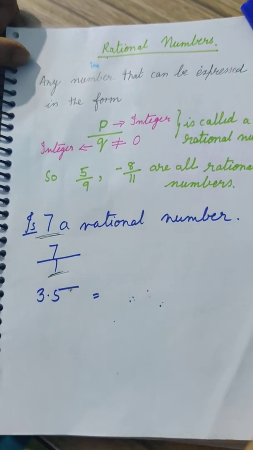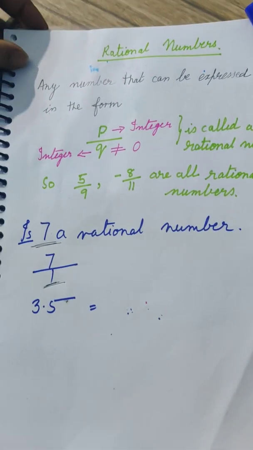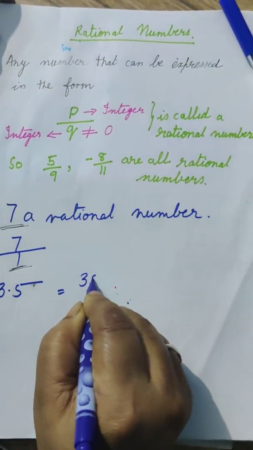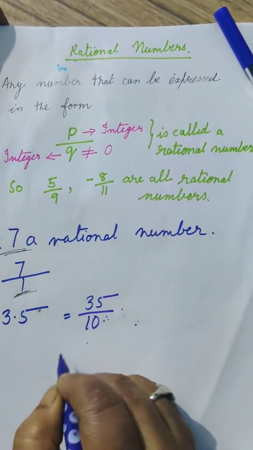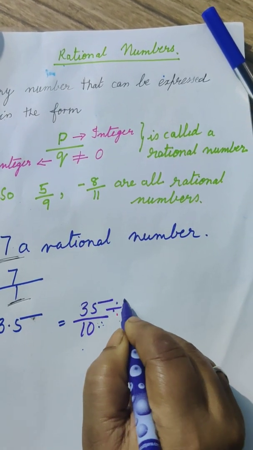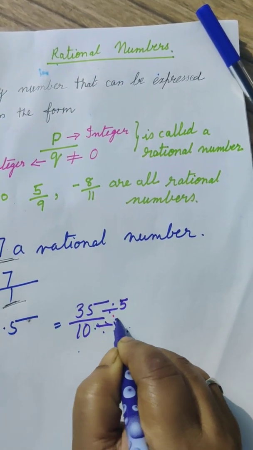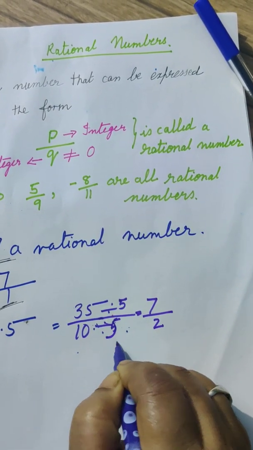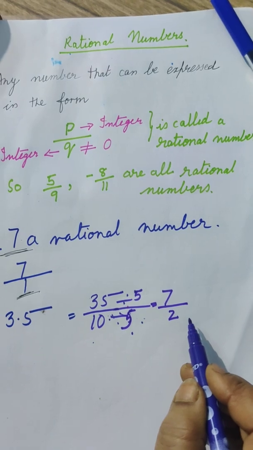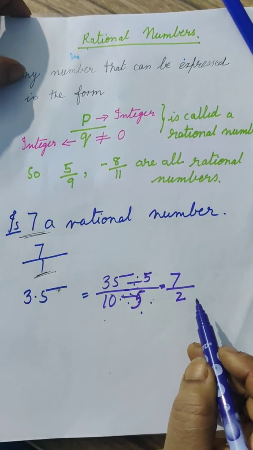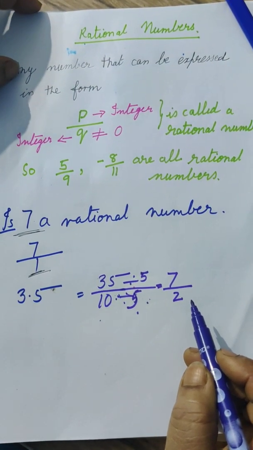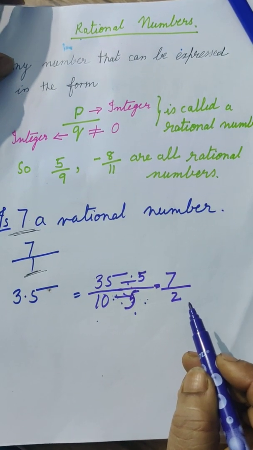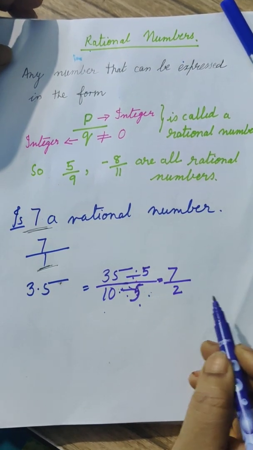The second is 3.5. Is 3.5 a rational number? 3.5 can be put in p upon q form: 35 upon 10 if you write it as a fraction, and if you bring it to the lowest terms, it becomes 7 upon 2. So 3.5 is also a rational number. Once again, to sum up, the set of integers, decimal numbers and fractions are all rational numbers and come under the category of rational numbers.